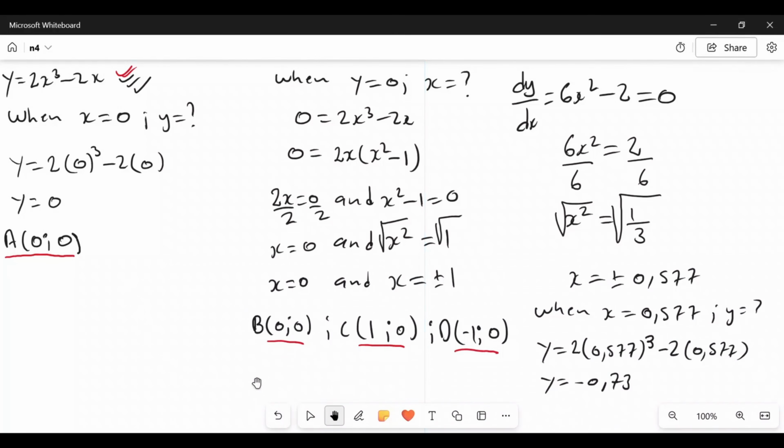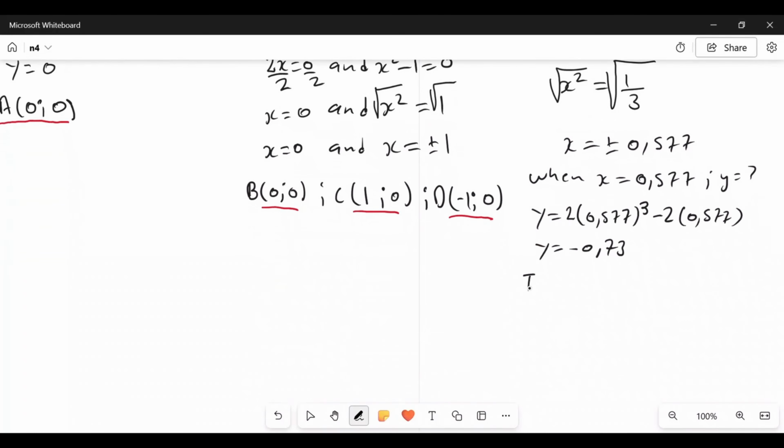Let's create more space again. Let's call it TP1. So the coordinate here, we have 0,577 as x, and our y is going to be negative 0,73. So this is our turning point 1. Now we need to find turning point 2. We're going to do something similar to what we did when we found turning point 1.